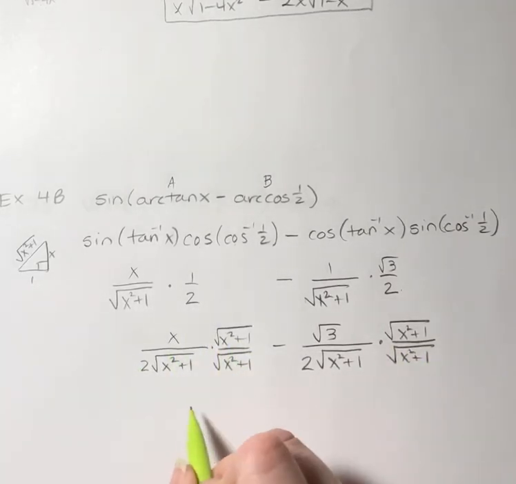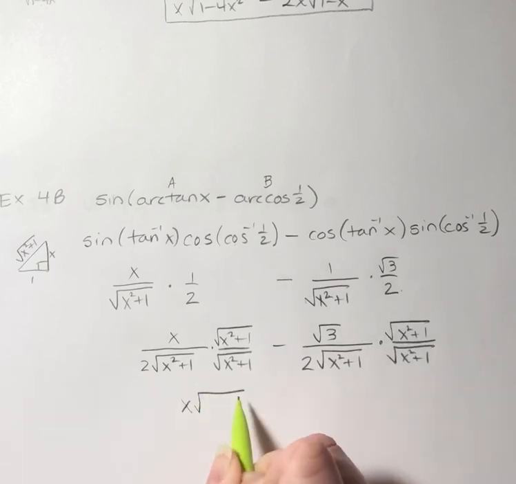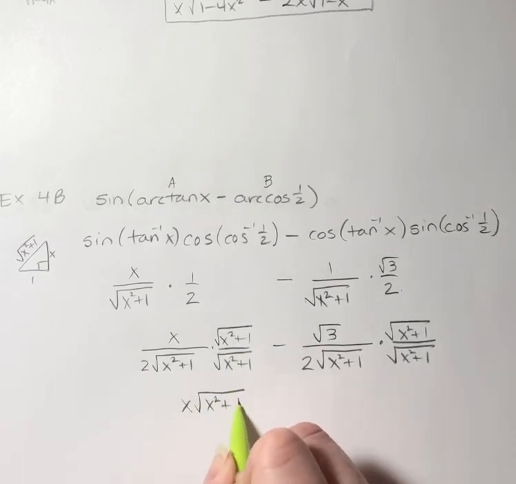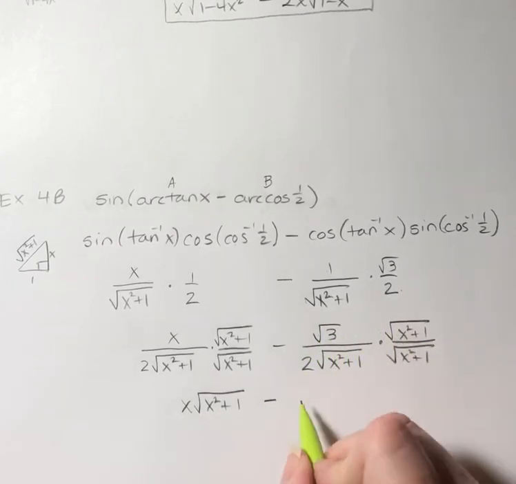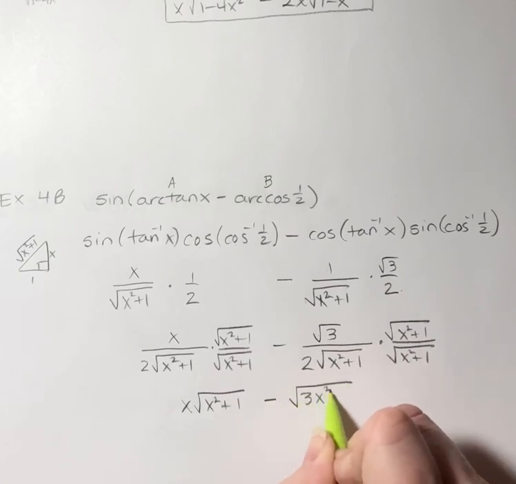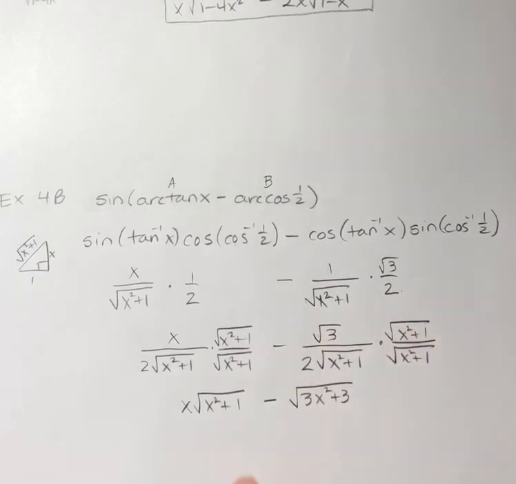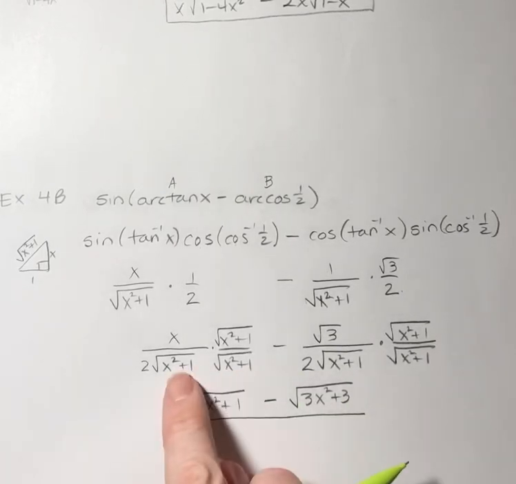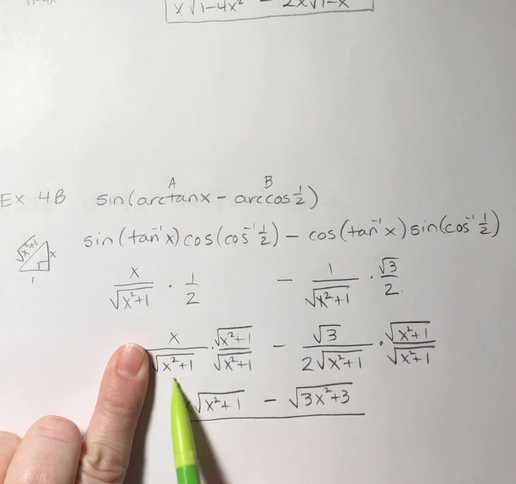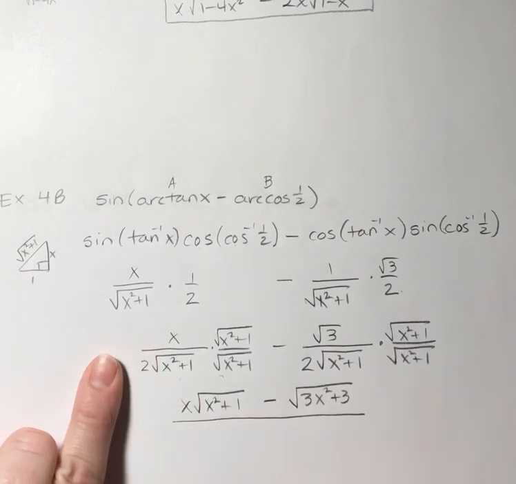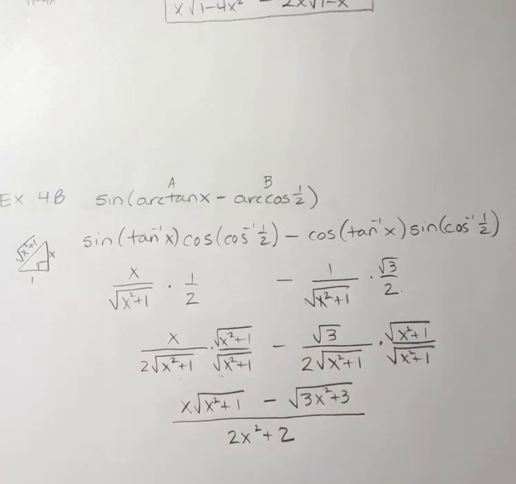So this fraction becomes x square roots of x squared plus 1. This top, I have two radicals, so I get the square root of 3x squared plus 3. I'm going to multiply those. And then my bottoms, I already had a common denominator, but now I'm rationalizing the denominator in both, so I still have a common denominator. If I multiply those two, I'm going to get x squared plus 1, and then I have to distribute my 2, so I get 2x squared plus 2. So this one ends up being quite a bit more work than the last one.